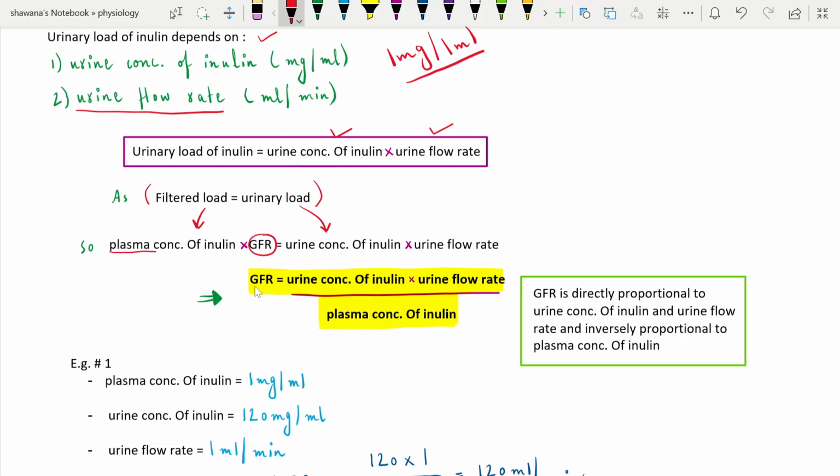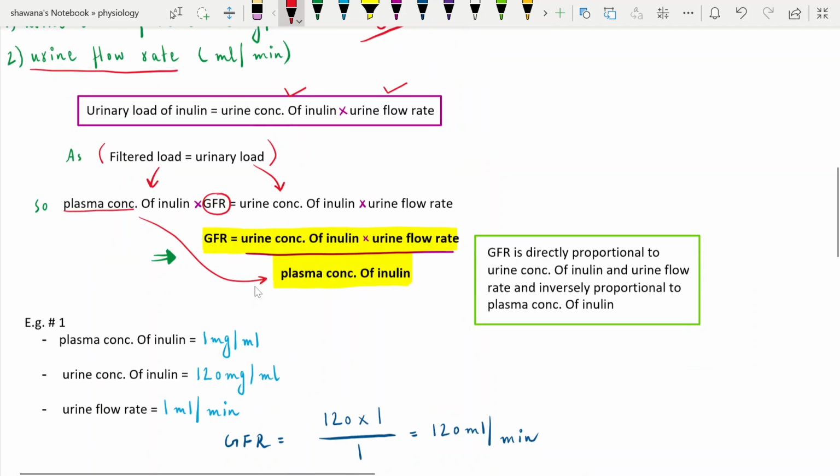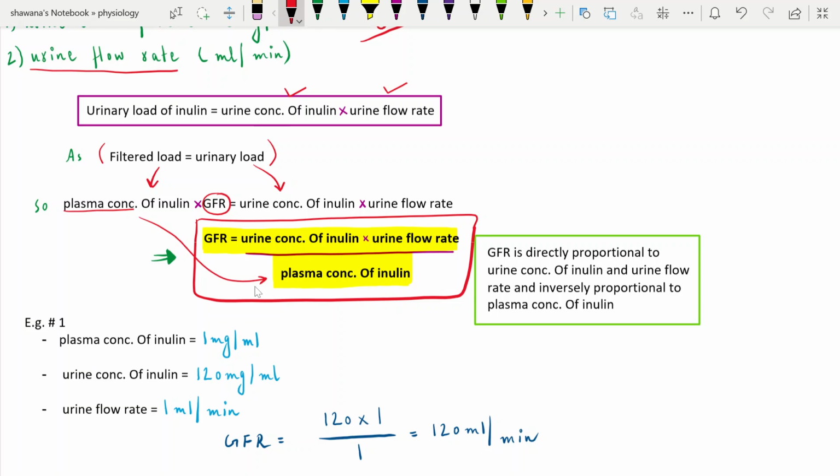This plasma concentration will go on the opposite side in the division form. So we get this equation, and it's very important for calculating the GFR for a person. It means that the GFR is directly proportional to the urine concentration of inulin and the urine flow rate, but it's inversely proportional to the plasma concentration of inulin.